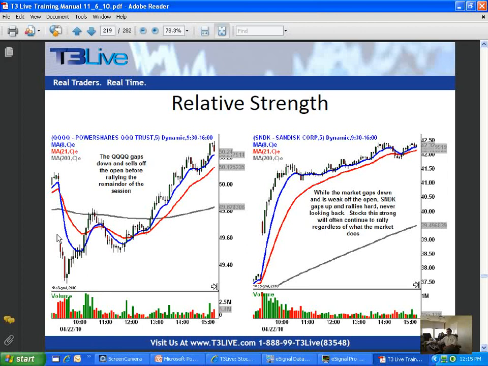Well, look at the gap. The Qs are gapping down and SanDisk is gapping up. Okay, so you already have that divergence, that differentiation built in. And when the Qs actually finally turn up, at some point they find a short-term low, they're extended off the MAs, they snap back, and SanDisk is already well off and running. Okay?